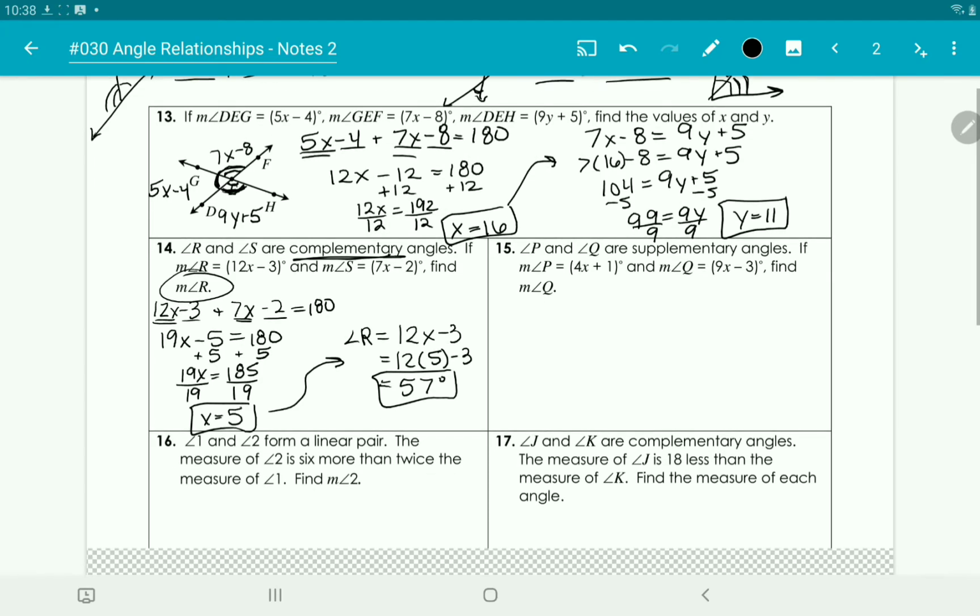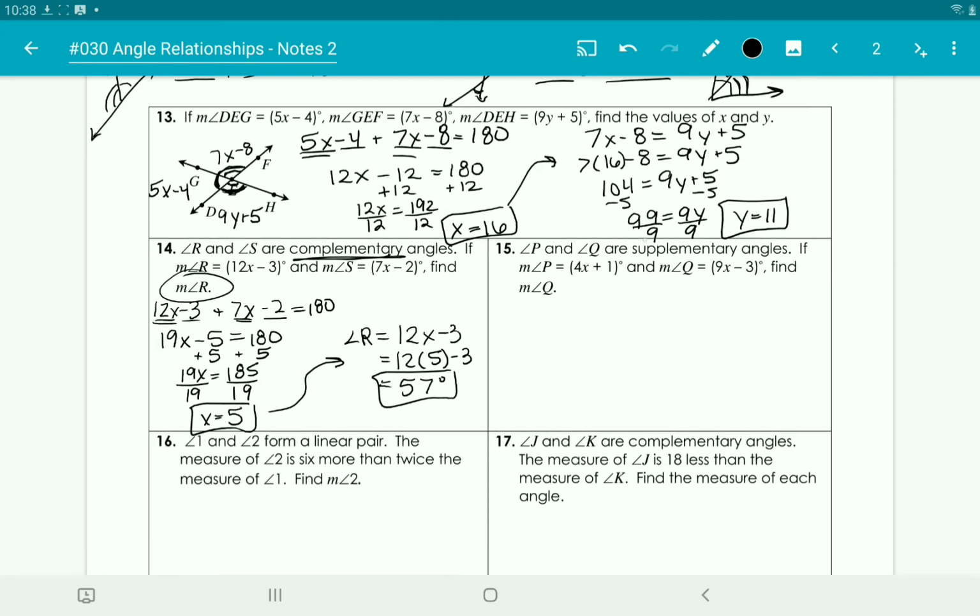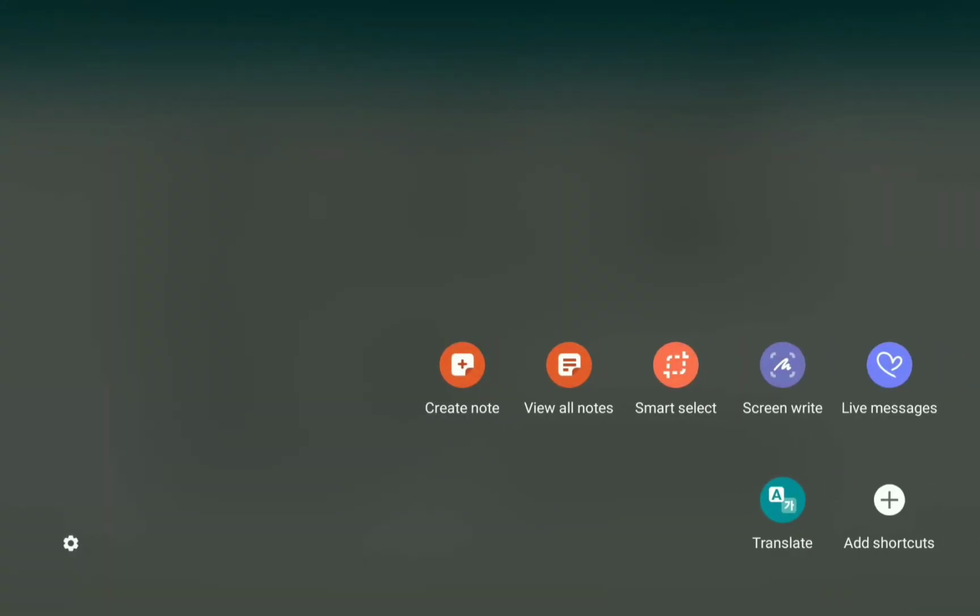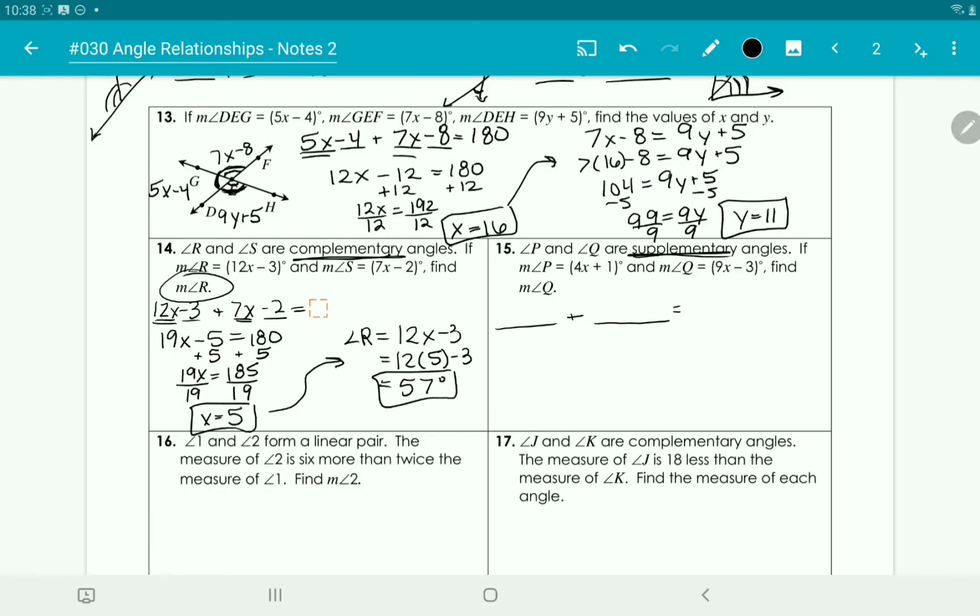Okay? Number 15, P and Q are supplementary. Supplementary means they add to 180. Blank plus blank. Oop, I messed up here. So this one over here, since it's complementary, I keep doing this. Complementary means that they add to 90. This is equal to 90. So instead of 180, that's going to be 90 on all of these. So 90 plus 5 gives you 95. I still did the math right. Okay, so 95 divided by 19 still gives you 5. All right, so blank plus blank equals 180. If they're supplementary, they're 180. If they're complementary, they're 90.